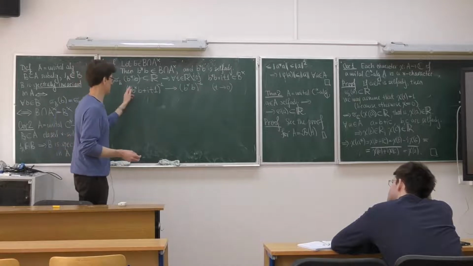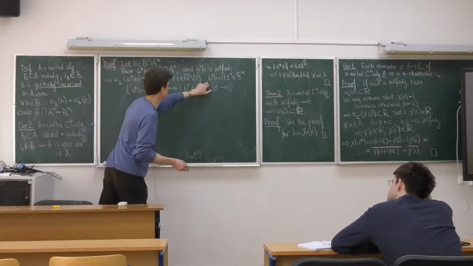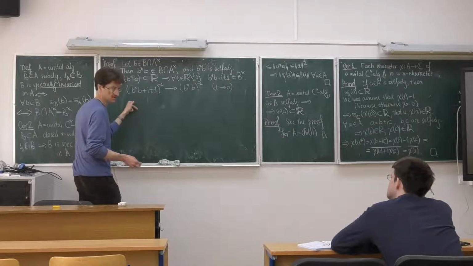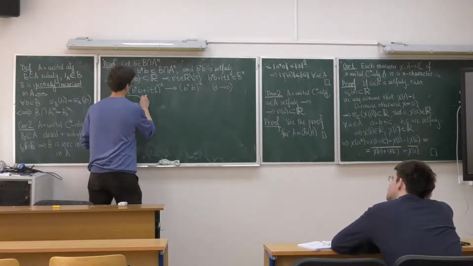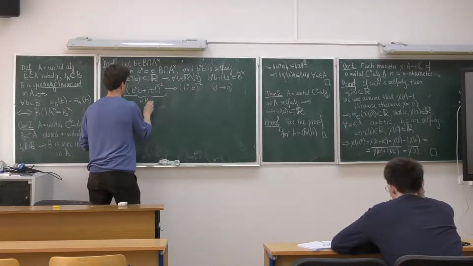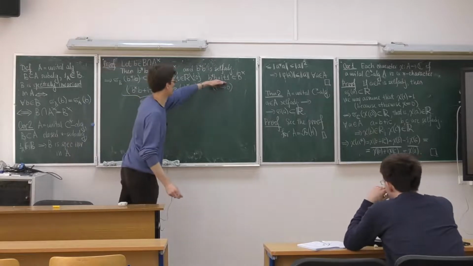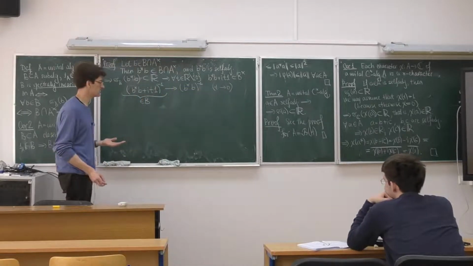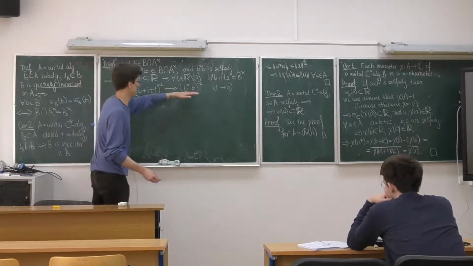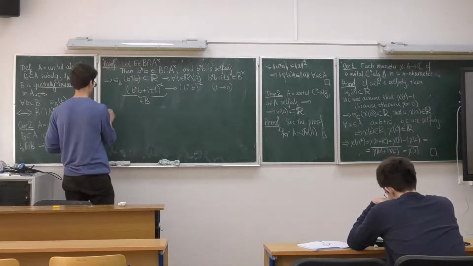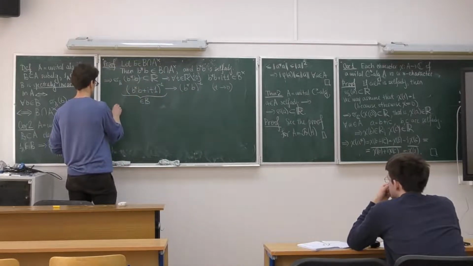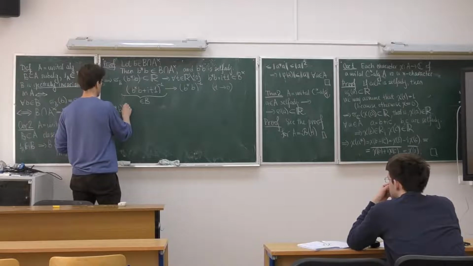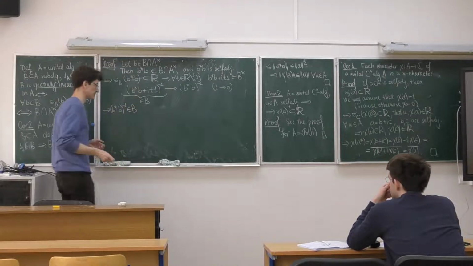So this element is invertible in B. So the inverse of it belongs to B. Because of this, and since B is closed, we conclude that this element also belongs to B. b star b inverse belongs to B.